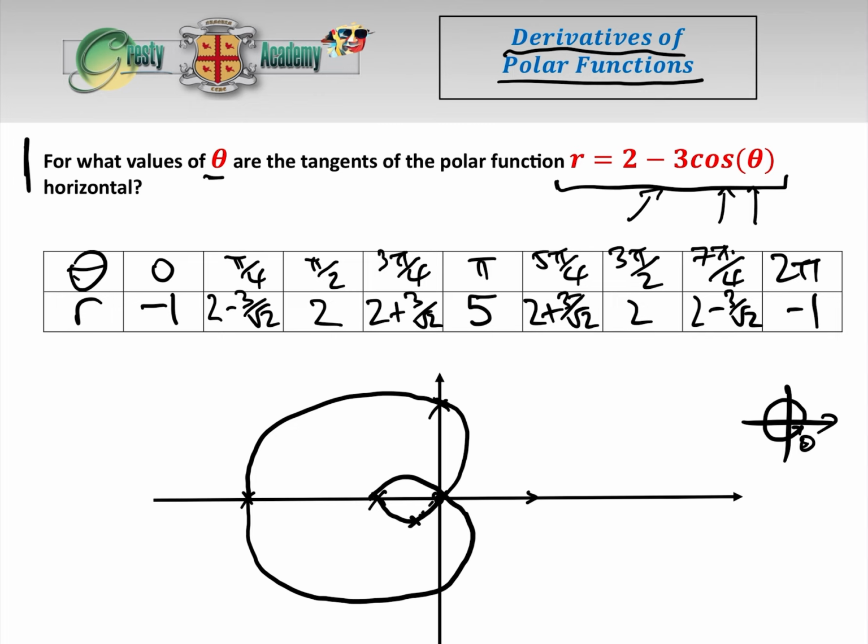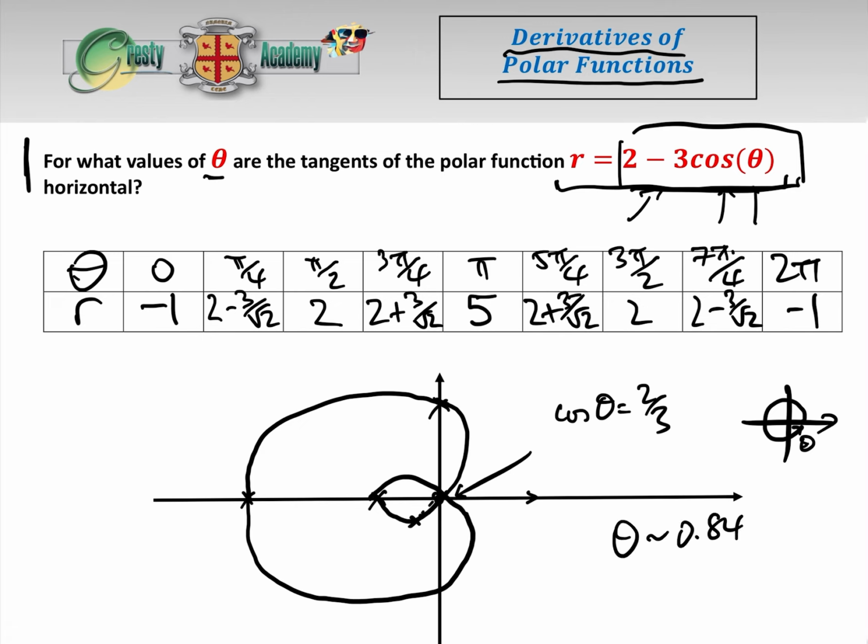Okay, and the point where it goes through the origin, by the way, is basically where cos theta equals 2/3, because when cos theta equals 2/3, then r equals 0, the distance from the origin. And cos theta equals 2/3 when theta is approximately 0.84 radians, which is just slightly more than pi over 4. So when theta is somewhere about here, r will be 0, and also when theta is somewhere around here, it will also be 0.